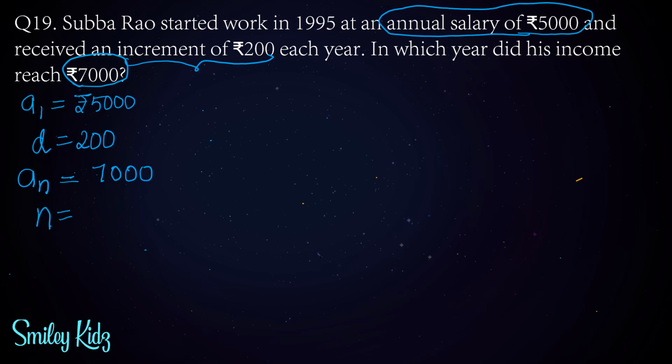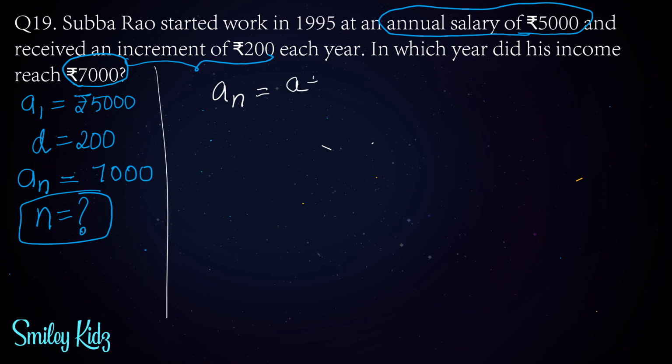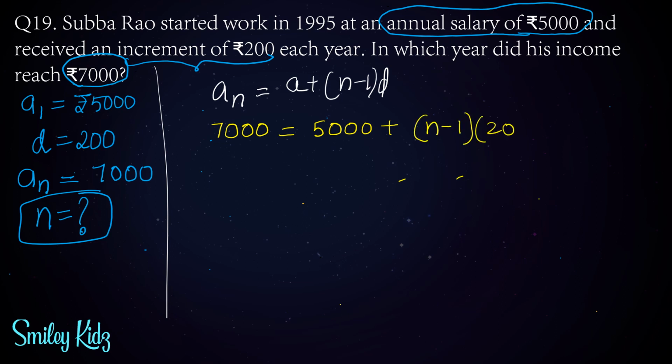And here what are we asked to find? We are asked to find out the value of N. That is the simple thing you have to understand, and this is something very basic again. AN is equal to A plus N minus 1 into D. You must just be sure which value resembles what in the question. So AN is 7000 and A is 5000 plus N is what we are going to find out and D is 200. Right?